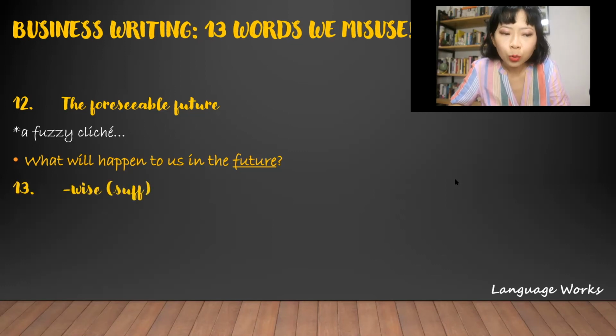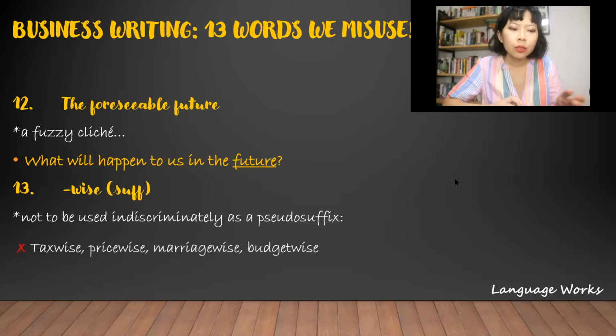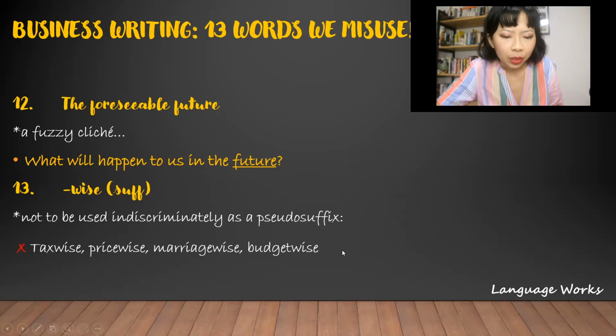Moving on to the last one, number 13, we've got a suffix that ends in wise. So what we mean here, in the last line, words like text-wise, price-wise, marriage-wise, budget-wise, schedule-wise, holiday-wise, it's all very unnecessary. So this is not to be used indiscriminately, meaning without careful thought or planning, and therefore ending up in disaster when it comes to writing.